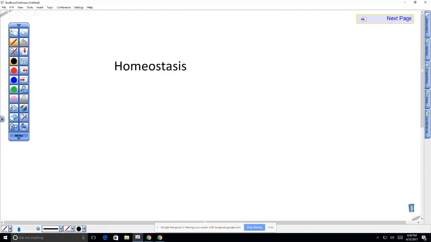Okay, so in living systems, oftentimes we talk about homeostasis, but we can also talk about it in terms of all systems. And what we see is that just kind of as a natural law, substances will tend to move from a state of low entropy to a high entropy.